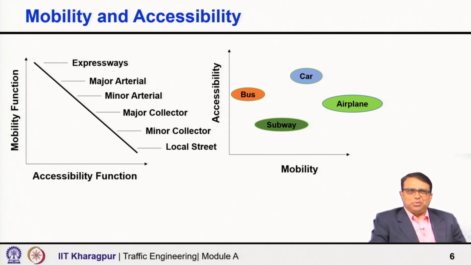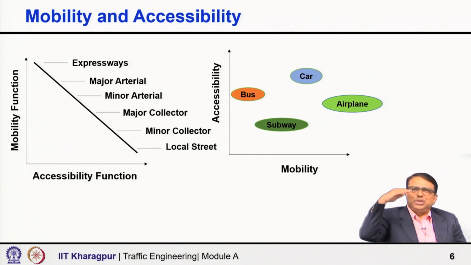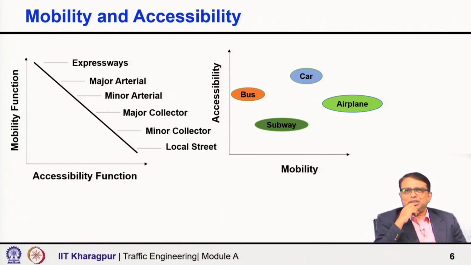If you take the urban road system, then the highest order road is the expressway, followed by arterial, collector streets and local streets. Of course, you can have major arterial, major collector, minor collector, all this. But the top is the expressway, and at the lowest end it is the local street. And you can see here clearly how the mobility and accessibility functions are changing.